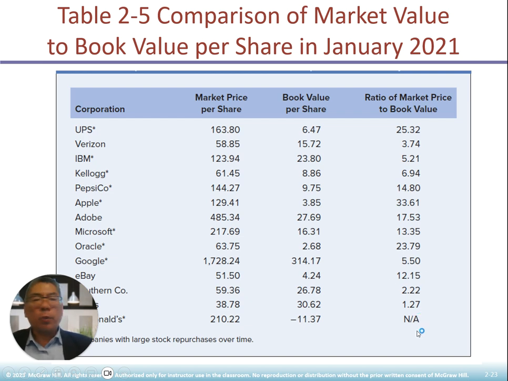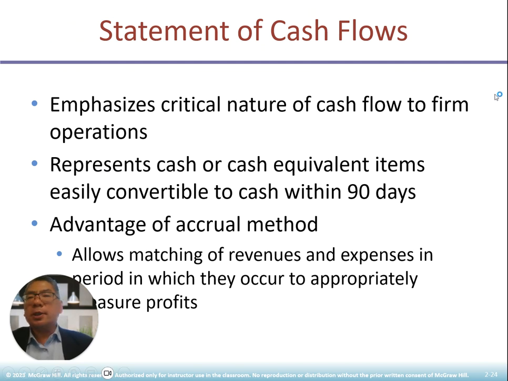Okay, and then we have McDonald's, NA, which is negative per share here. And then PepsiCo is 14 times. Apple is 33.61 per book value. It's quite high in terms of the book value. Alright, let's look at the next one, which is the statement of cash flow.